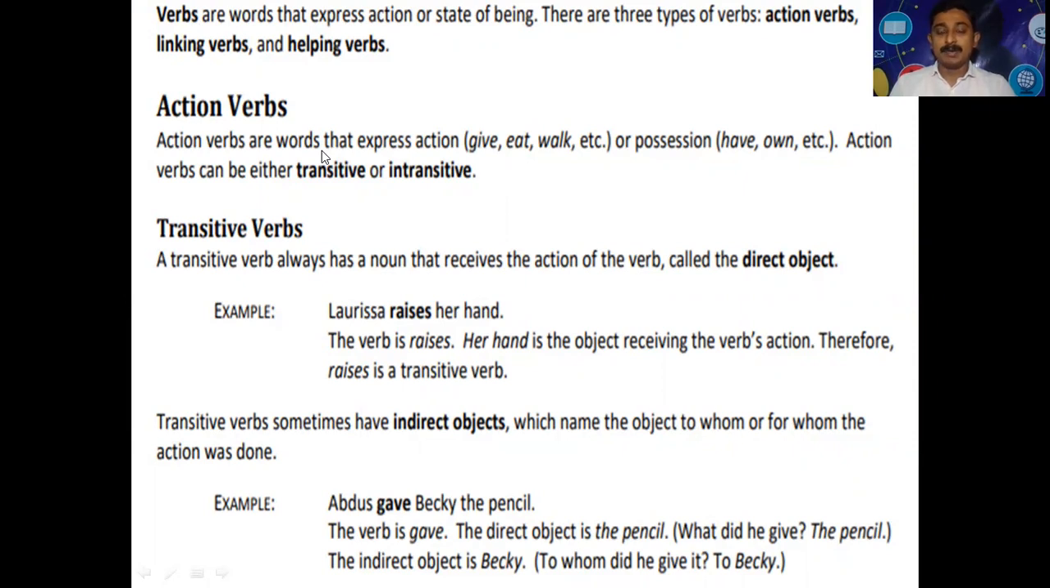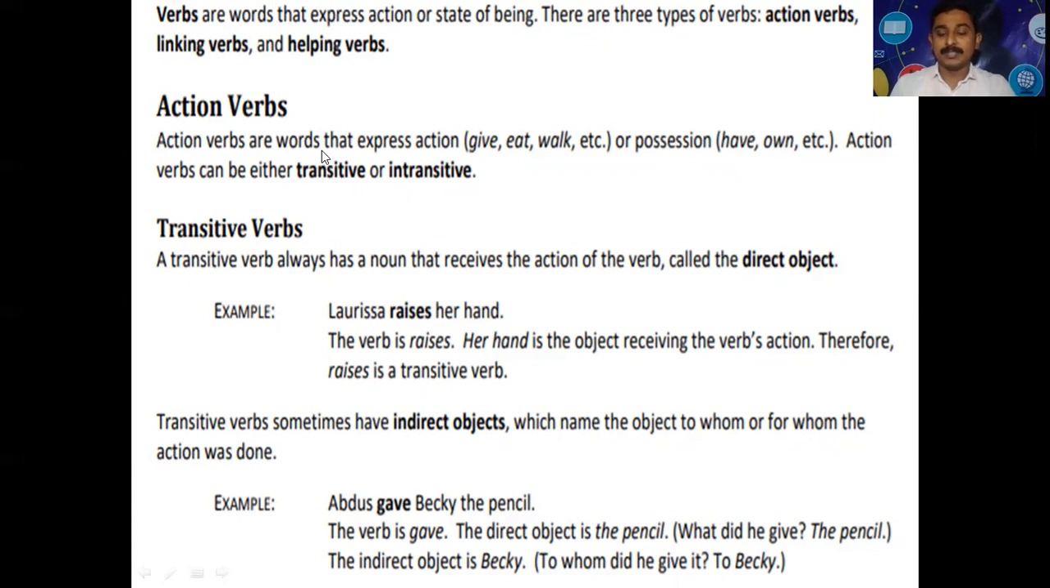So ultimately, verb can be divided into action verbs, linking verbs, and helping verbs. Action verbs are the verbs that express action. Action verb can also be divided into two categories, transitive and intransitive. Action verb can be divided into two categories, transitive verbs and intransitive verbs.